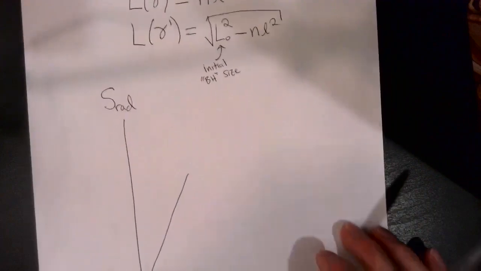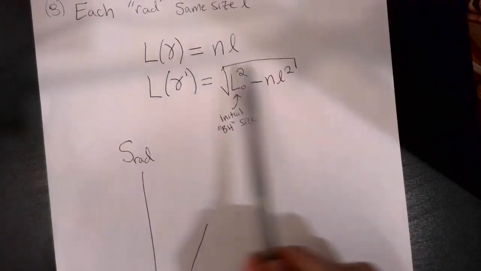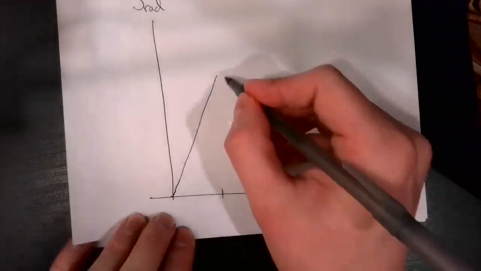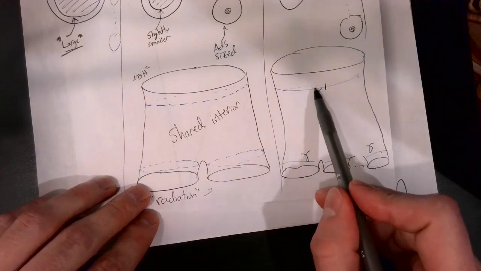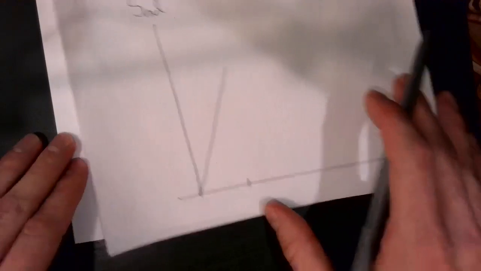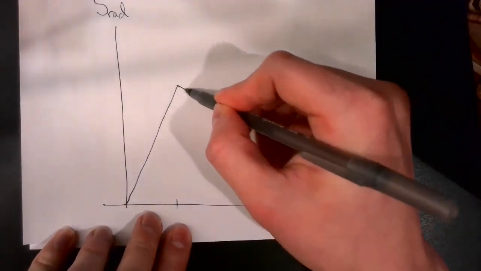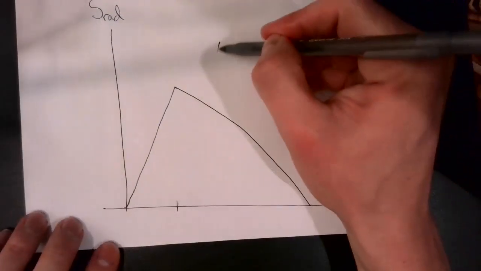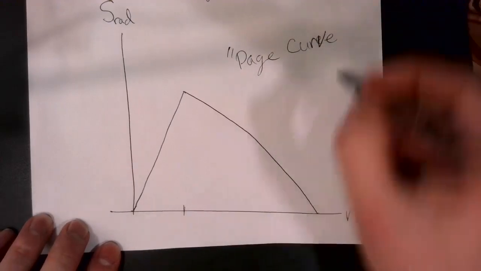Now at some point, say here, these two are equal, and after that point, this one will be more minimal. And then the Ryu-Takayanagi formula tells you that the minimal surface that's homologous to all these radiation CFTs is in fact gamma prime. So at that point, you start using this length as a function of n, and it looks something like this. So this is, I claim, the Page curve. Okay, the Page curve in our model.